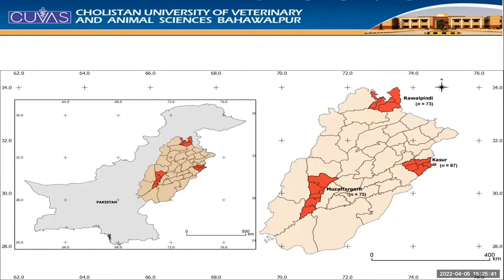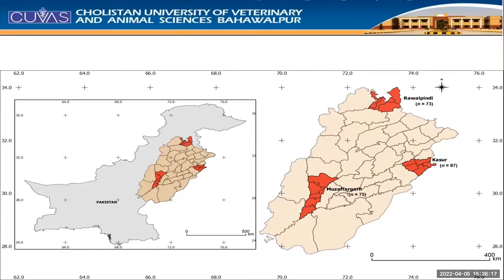This study was conducted in 2018 and the samples were collected in 2016 from three different ecological zones of Punjab, namely Rawalpindi with average rainfall of 931 millimeter, Kasur with average rainfall of 731 millimeter, and with lower precipitation, Muzaffargarh with 199 millimeter. Approximately 235 female tick samples were collected and preserved in 70% ethanol.